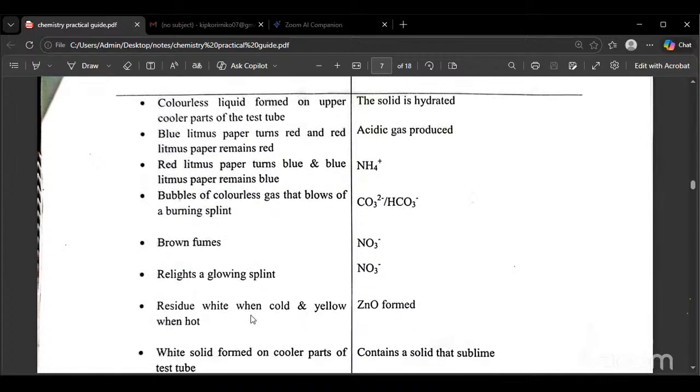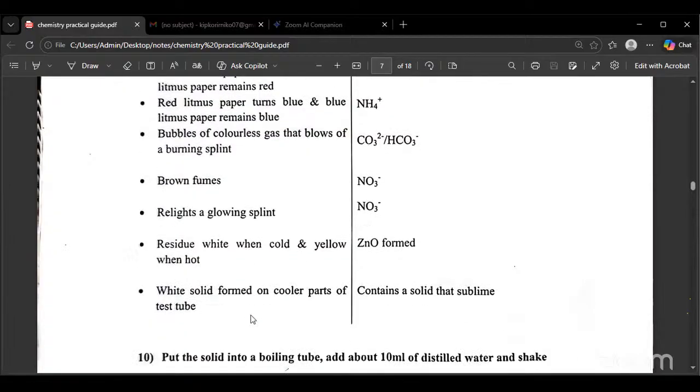Residue white when cold and yellow when hot. You remember hiyo vitu nilisema special case of color when it is hot and cold, ndo hizi. We also have lead. You can go and check on lead, I think lead inakuwa orange and yellow. You can confirm. So those ones, so zinc. White solid formed on cooler parts of the tube. So we can say the solid sublimes, and undergoes sublimation.